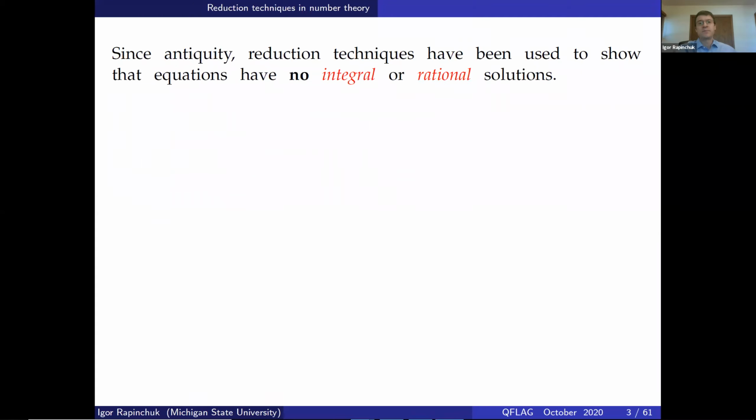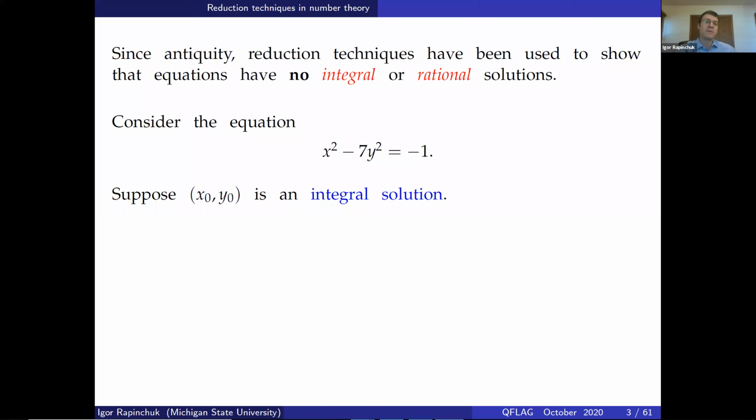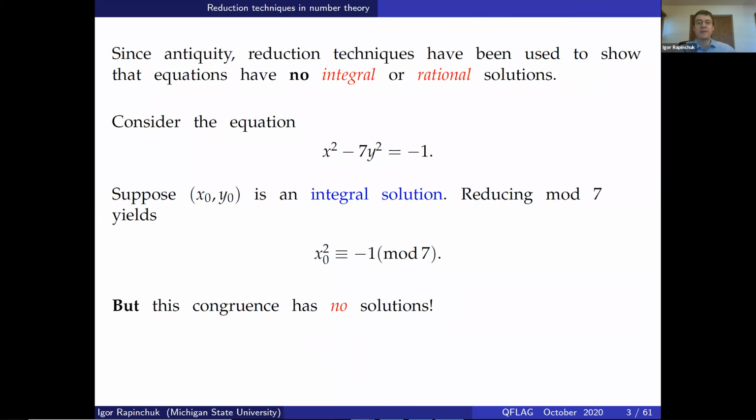Okay, so first of all, it's been known for a very long time that reduction techniques can be used to show that certain equations have no integral or rational solutions. So for instance, let's take the equation x squared minus 7y squared equals -1, and suppose we want to show that it doesn't have any solutions. Well, if it did have a solution, then we could reduce the resulting equation mod 7, and we arrive at the congruence that -1 is a square mod 7, which of course is not possible. So therefore, we have no integral solution. So these kinds of techniques have been around for a very long time.